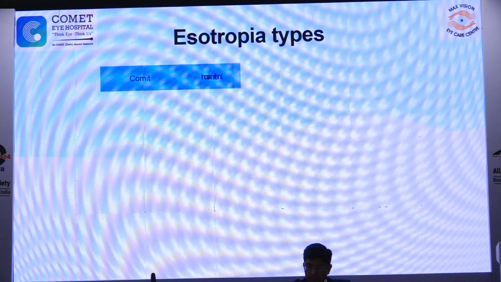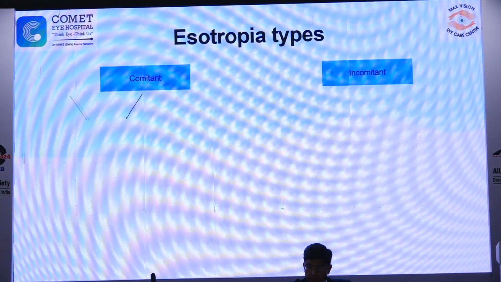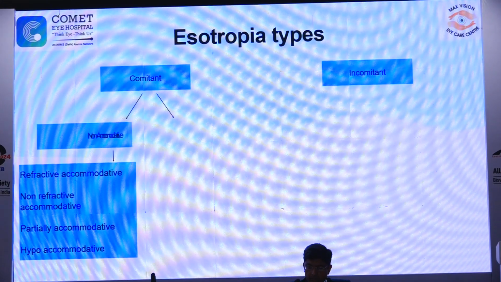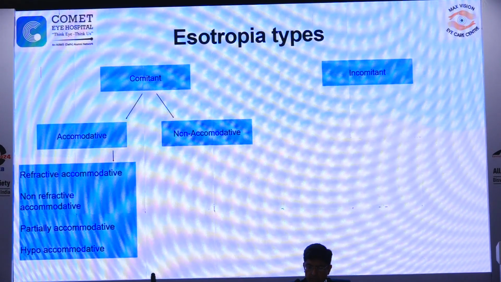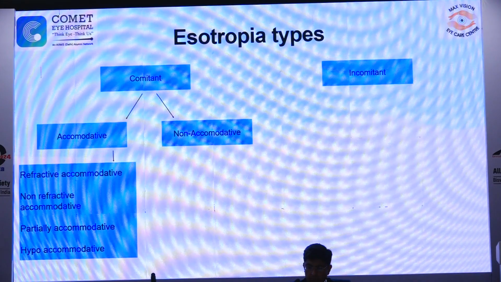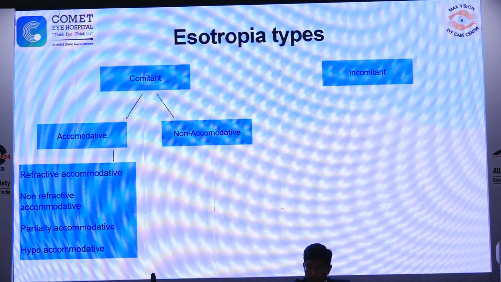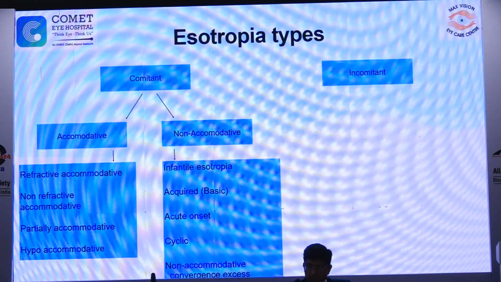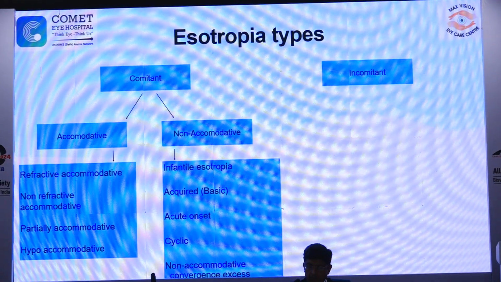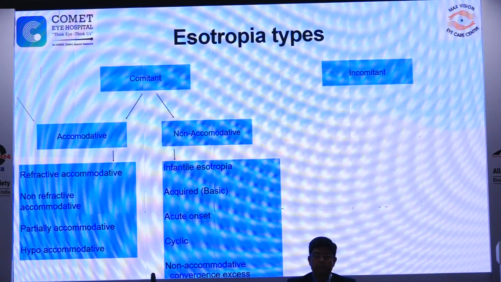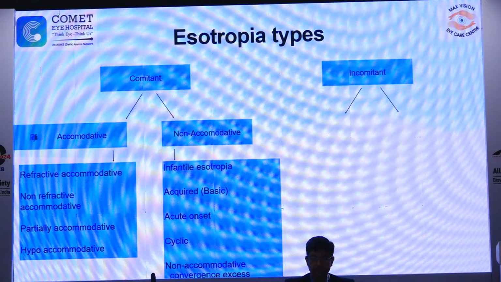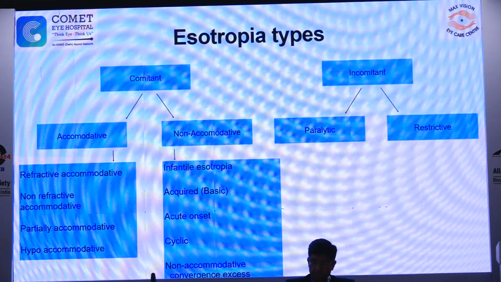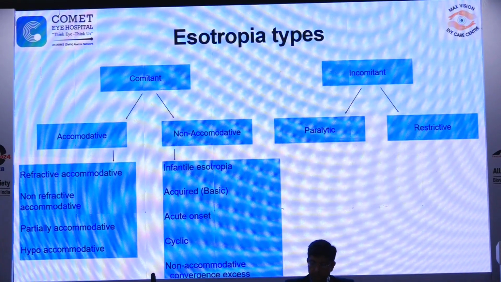So esotropias could be comitant or incomitant. The comitant ones can be accommodative and non-accommodative. Accommodative could be refractive accommodative, non-refractive accommodative, partially accommodative, or hypoaccommodative. And non-accommodative can be infantile esotropia, basic, acute onset, cyclic, or non-accommodative convergence excess. Incomitant ones can have paralytic squints and restrictive strabismus, and they have to be dealt with separately, not like a typical esotropia.